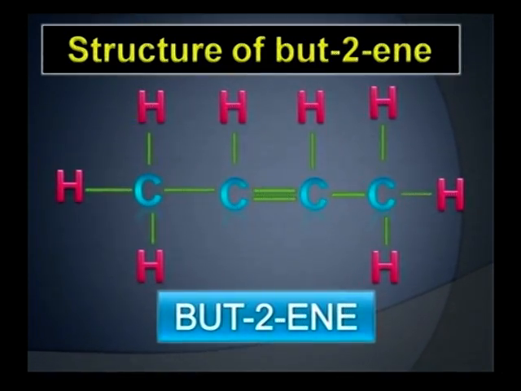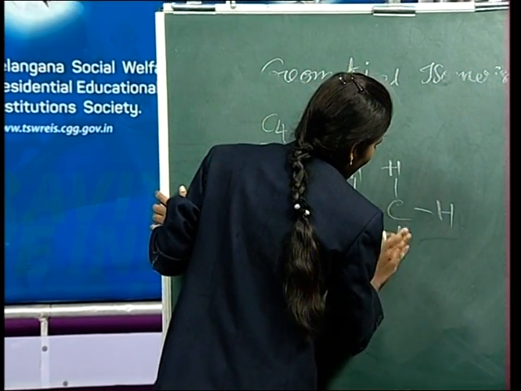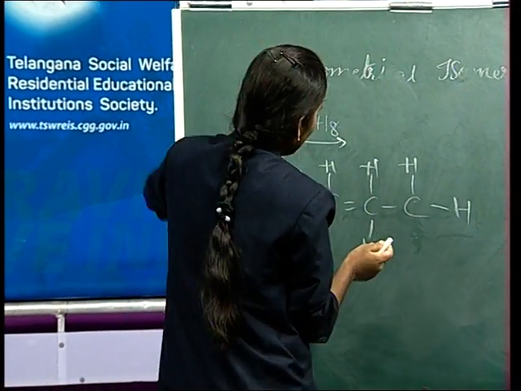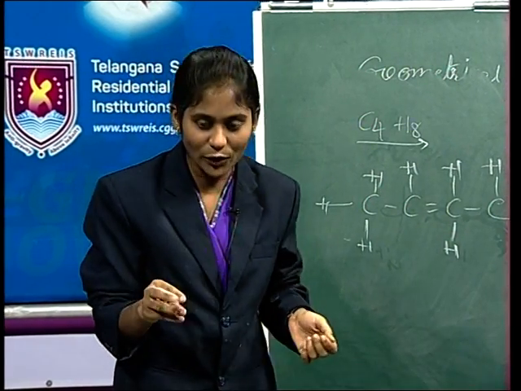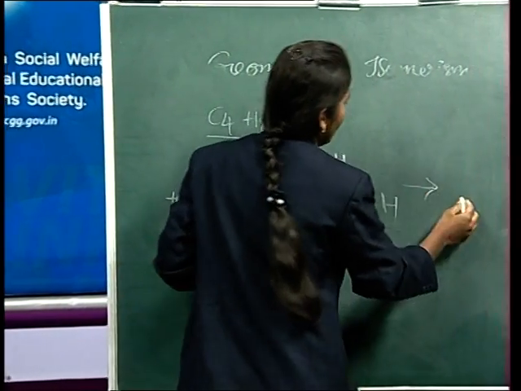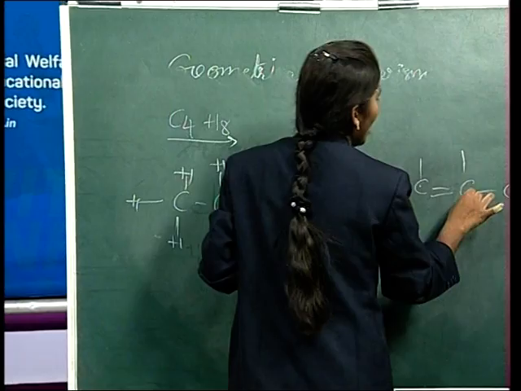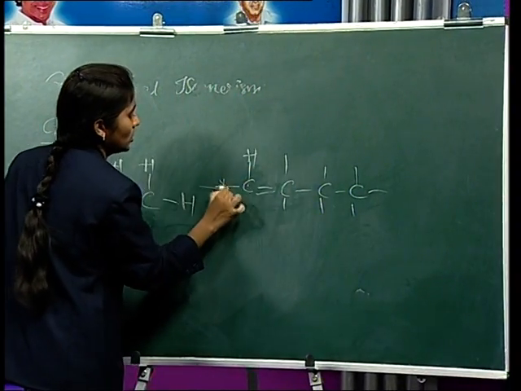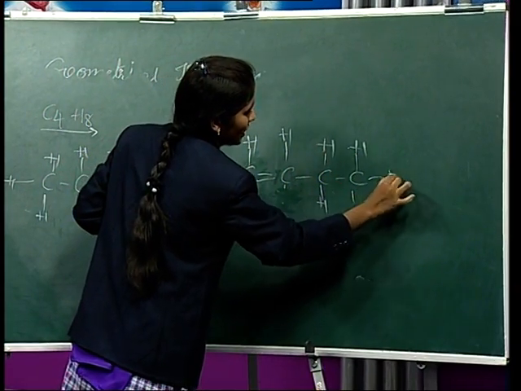How many carbons are there? 1, 2, 3, 4. How many hydrogens are there? 8. So, 1, 2, 3, 4, 5, 6, 7, 8. Okay, friends. So this is the structure of what? Yes, butene. So, friends, here butene converts to what? 4 carbons. How many hydrogens? 8: 1, 2, 3, 4, 5, 6, 7 and 8.